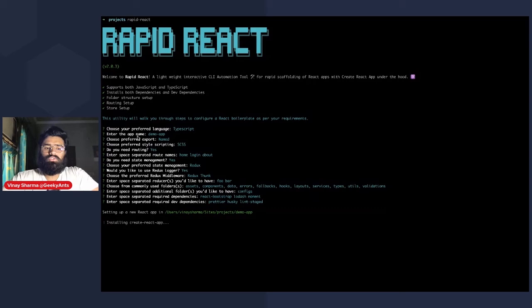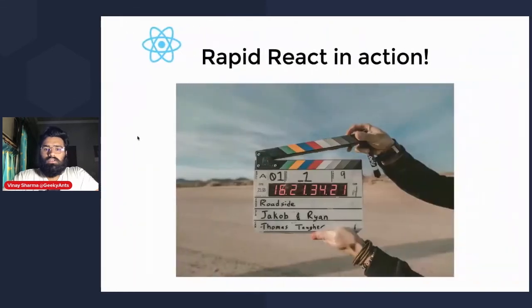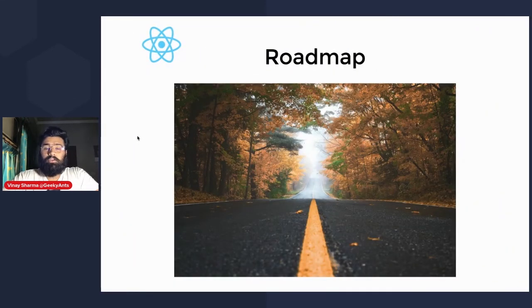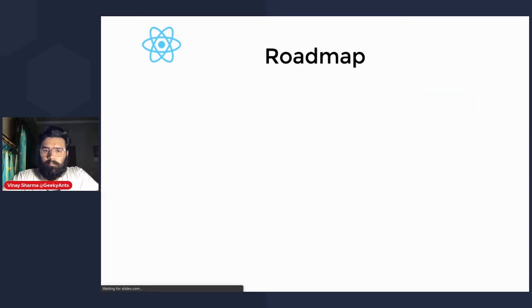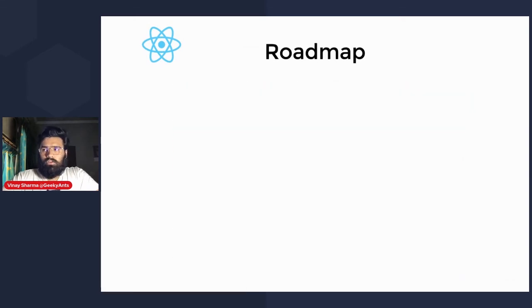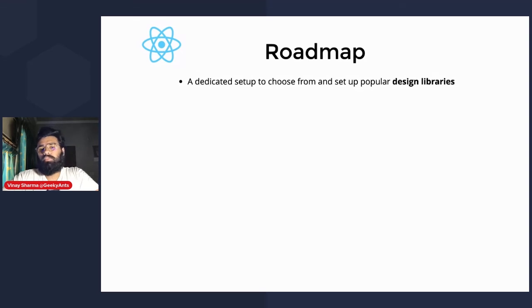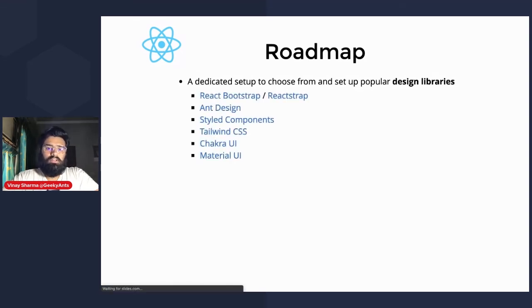And I'm going to just quickly switch to the roadmap behind the entire future of Rapid React. And as soon as Rapid React completes, I'll probably hear a notification sound that it has completed. So the roadmap is pretty interesting, with the features that I have planned so far. First of all, it's going to have a dedicated setup to choose from and set up popularly used design libraries, which are these. Because any React application is incomplete if you don't have any design libraries that you're using. It can be either your own custom design, or you can choose any third-party design libraries.